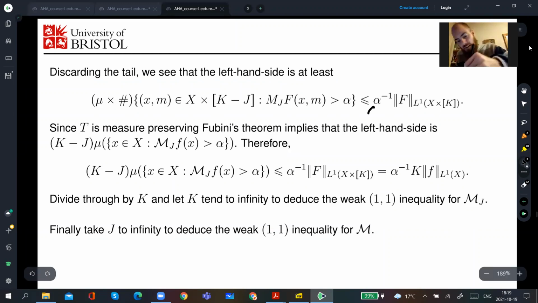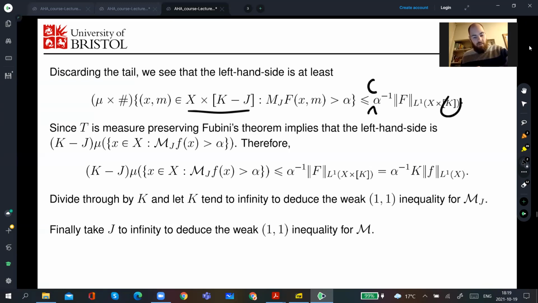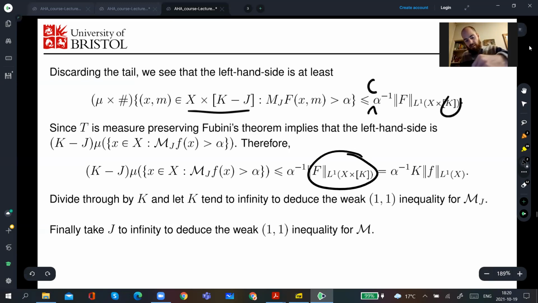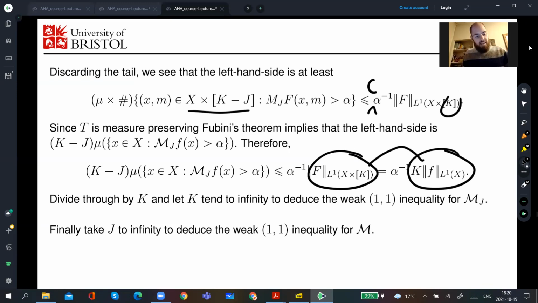Now, to make that precise, another C here, you find that if I take x cross Z and I restrict it to x cross the first k minus j terms, then I can bound this by the one with the k at the end. But we already saw the measure preserving property meant that this was k times the L1 norm of f. So this is equal to this. And similarly, the left-hand side of this is equal to just k minus j, because of that part, times the level set of the ergodic maximal function.